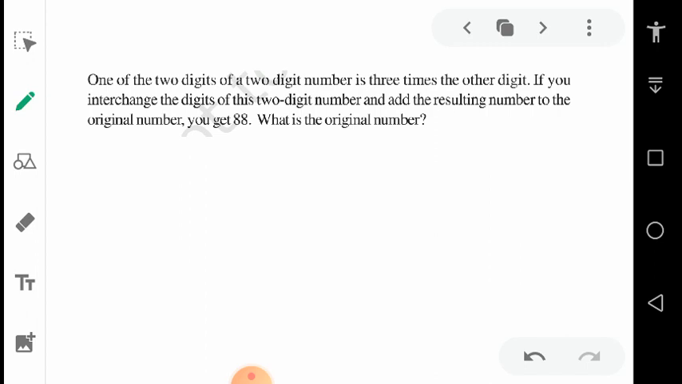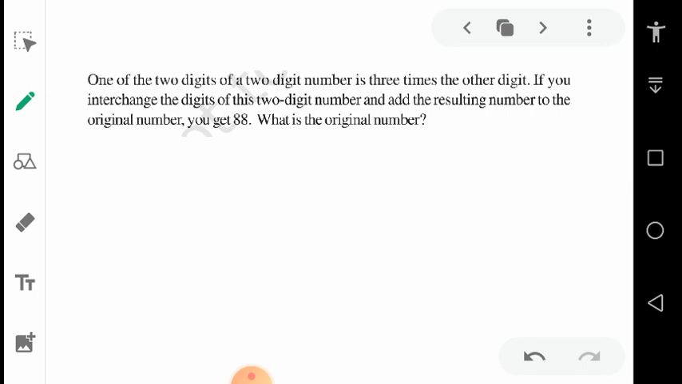Now the next question is regarding digits. This is a very important topic of the chapter. Regarding 2-digit numbers, there are a variety of questions, and you have to practice them. Our today's question is: one of the two digits of a 2-digit number is 3 times the other digit. If you understand the language given in the question properly, you can take some approach.